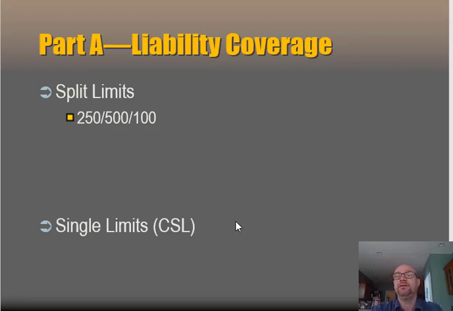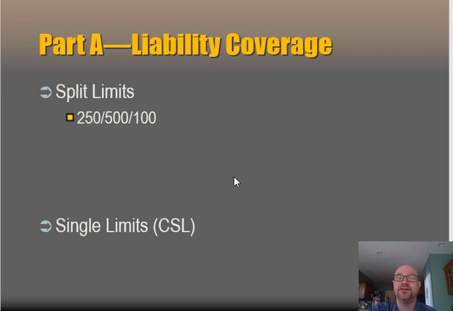Okay, so last time we finished off talking about the structure of liability coverage for Part A here, and we talked about split limits. Remember, that first number is bodily injury per person. That's the most that we pay to anybody that you injure, in thousands. Second number is bodily injury in total for the whole accident. And then the last number is for property damage liability. And these are per accident limits.